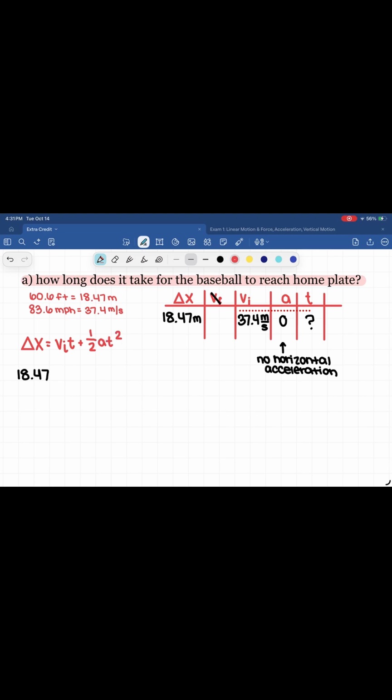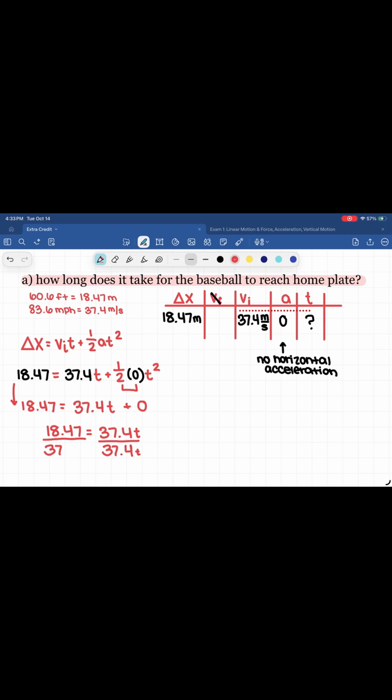Plugging in our values, we have 18.47 equals 37.4 t plus 1/2 times 0 t to the second. We can simplify this to 18.47 equals 37.4 t plus 0. We will now have 18.47 equals 37.4 t, where we divide both sides by 37.4. Our final answer is 0.494 seconds for Part A.